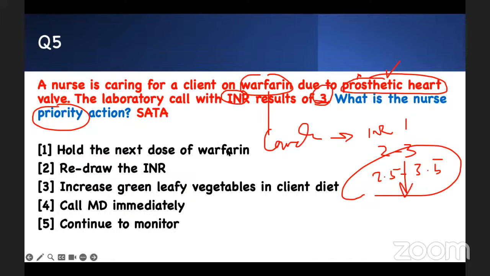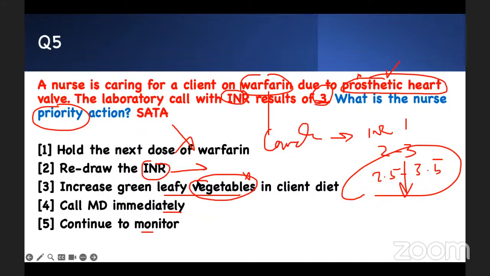Do you want to hold the next dose of heparin? Redraw the lab work? Let them increase their leafy vegetables? And call immediately or monitor them. There's no need to increase it. You drew the lab, it's 3. It's normal, nothing wrong with it. When you're on Coumadin, this is always a trap. Never change how much leafy vegetables you take. It's always a trap.